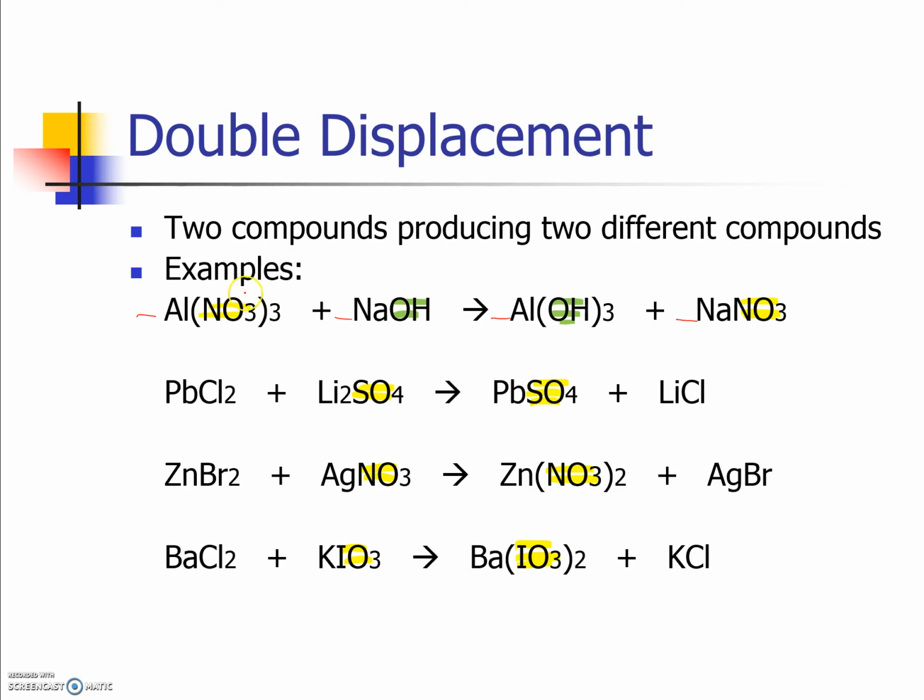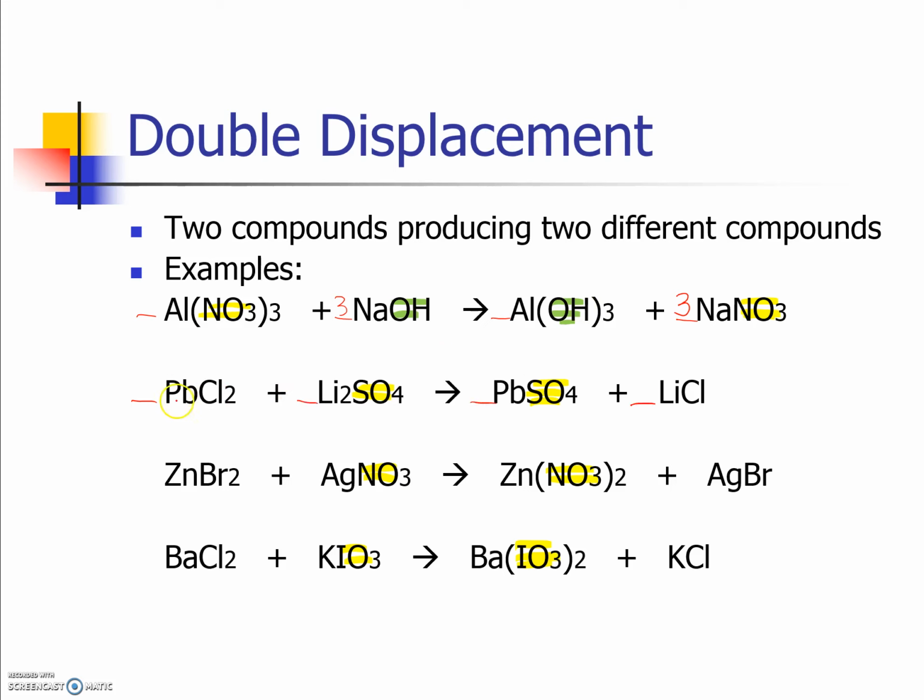I have 3 nitrates, but I only have 1 nitrate. So let's put this here. I have 3 sodiums, now I have 3 sodiums. I have 3 hydroxides, and I have 3 hydroxides. Sometimes when it's complicated like this, it's good to go back: 1 aluminum, 3 nitrates, 3 nitrates, 3 sodiums, 3 sodiums, 3 hydroxides, 3 hydroxides.